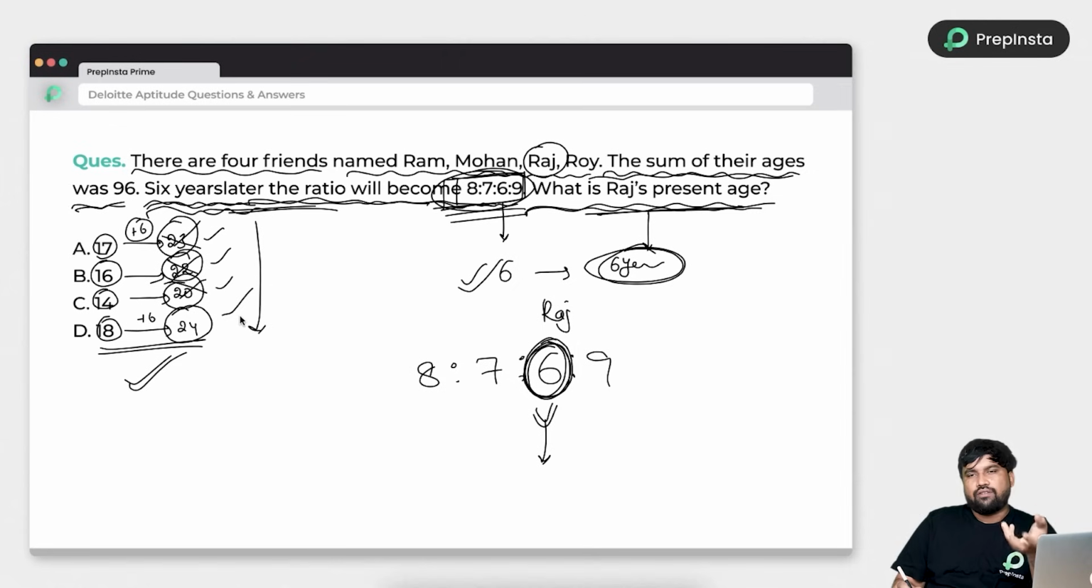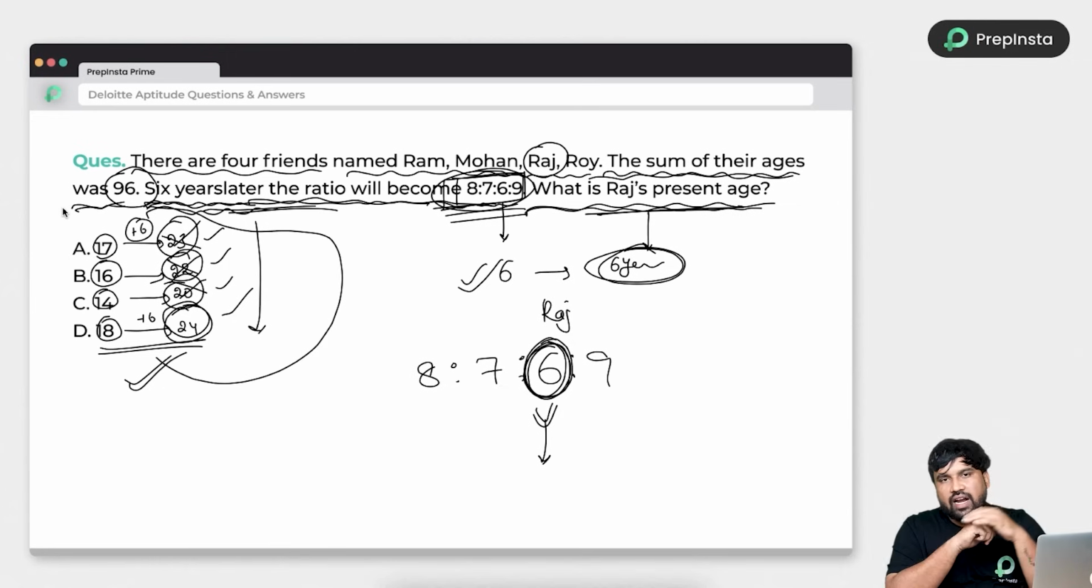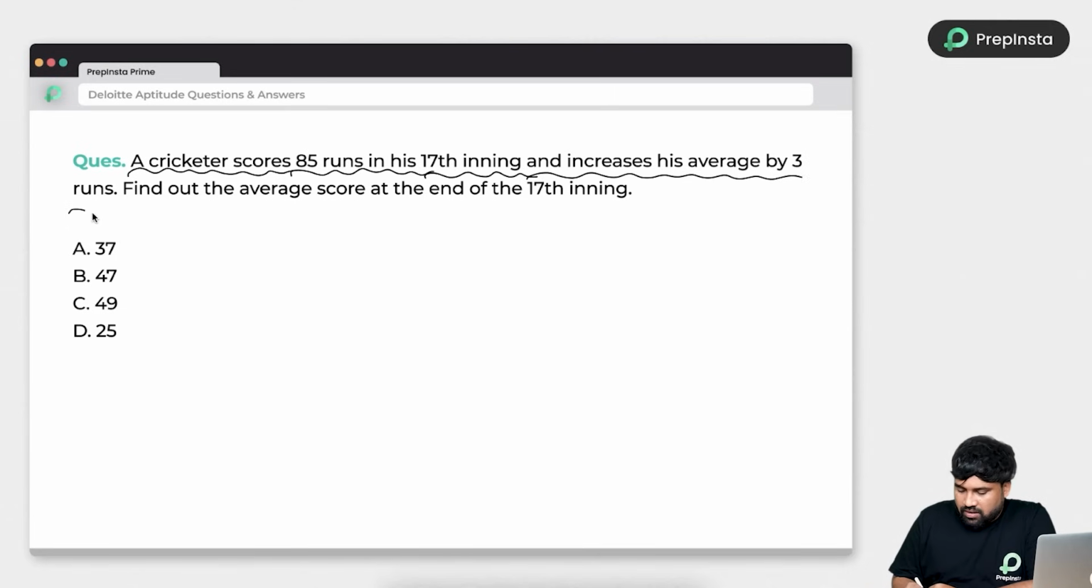And if you have a doubt, guys, like, sir, if we get two similar options, what to do? Then verify the 96. That's why they have given the 96 also. So these are all simple logical approaches you need to do, right? So just look into the next question. A cricketer scores 85 runs in his 17th innings and increases the average by 3 runs.